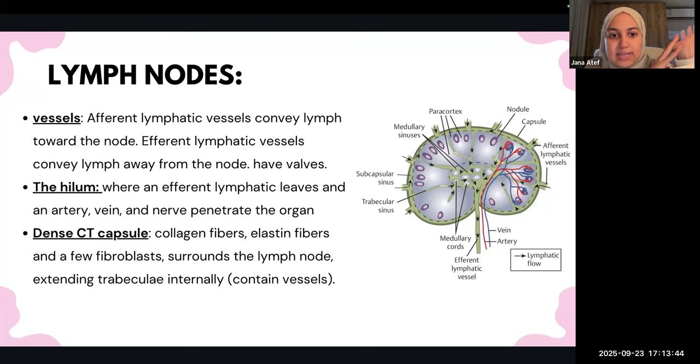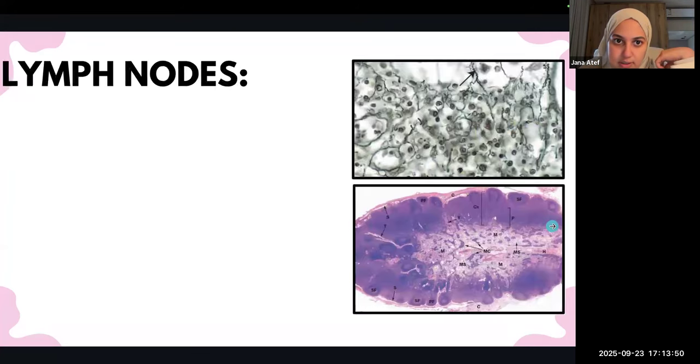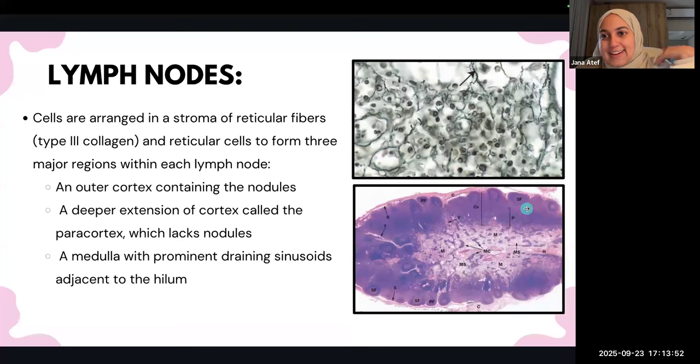Now, it has a capsule. We said it's collagen fibers, elastic fibers, contains vessels and everything, same as any other capsule. Now, this is the idea of the nodules. We'll come back to it. The stroma of the lymph nodes is reticular fibers, type 3 collagen. A thymus, what did it have? Did it have reticular fibers or reticular cells?